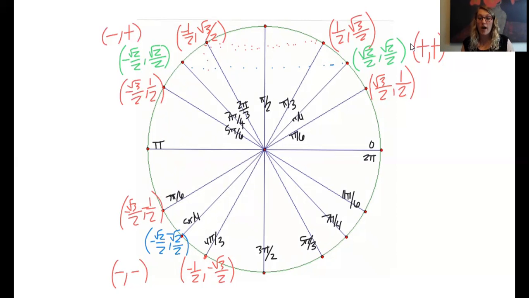All that's left for quadrants is the fourth quadrant. So going this way, you can either look top to bottom or left to right. Either way, they're going to line up.